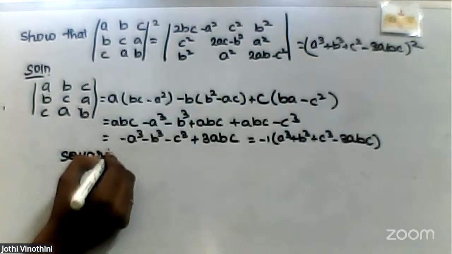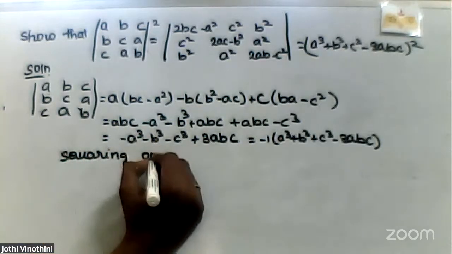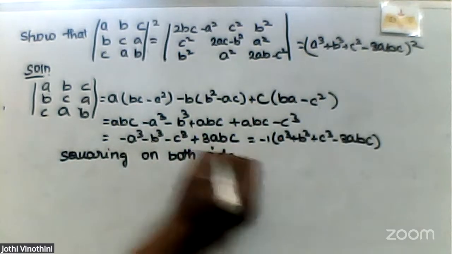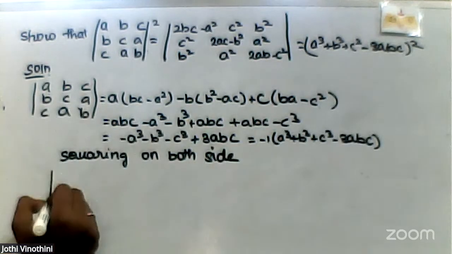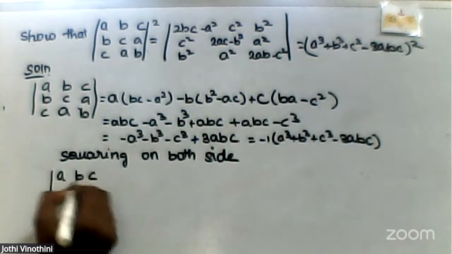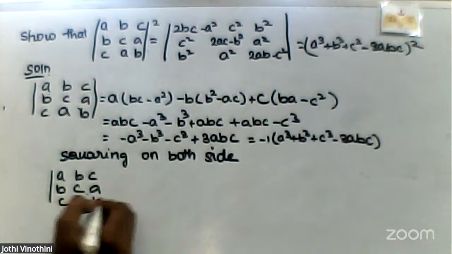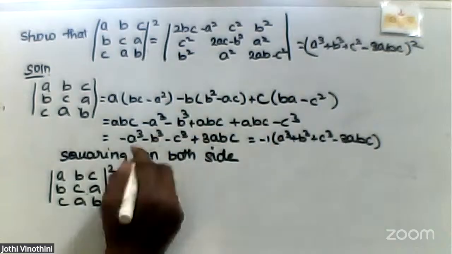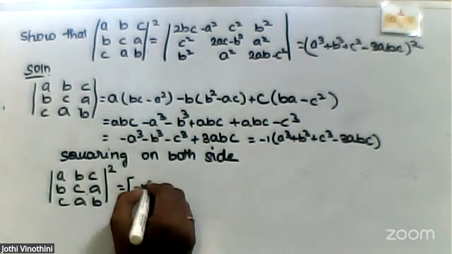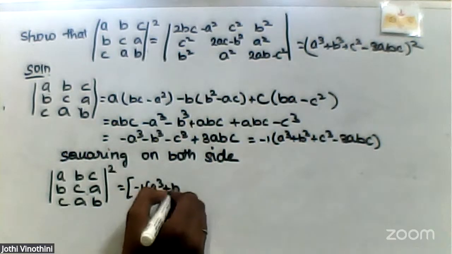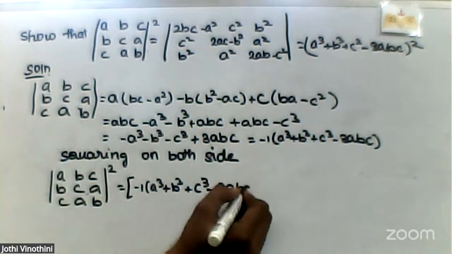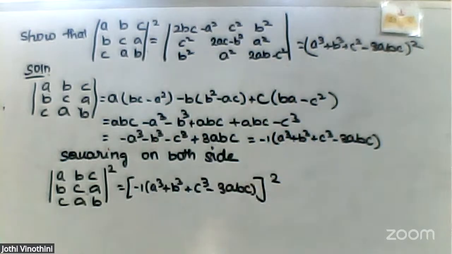Squaring on both sides. Right? Okay. So if we square this, we will get the determinant of ABC, BCA and CAB the whole square, which is equal to, what is the final element on the right hand side? Minus 1 multiplied by a cube plus b cube plus c cube minus 3abc, the whole square.